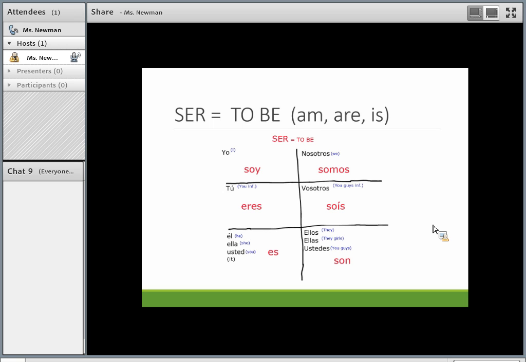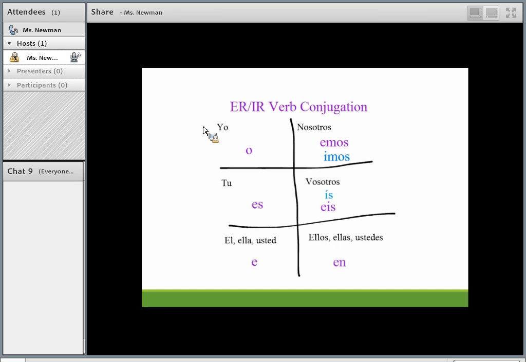Now we're going to look at conjugations for all verbs ending in ER and IR. Now, ser is an ER verb, right? But it's an irregular verb, so it doesn't fit into this normal pattern that we're going to look at. So this is for all regular verbs. Here we have our ER and IR verb conjugation chart. These are the endings you're going to use for all ER and IR verbs that follow that regular pattern.